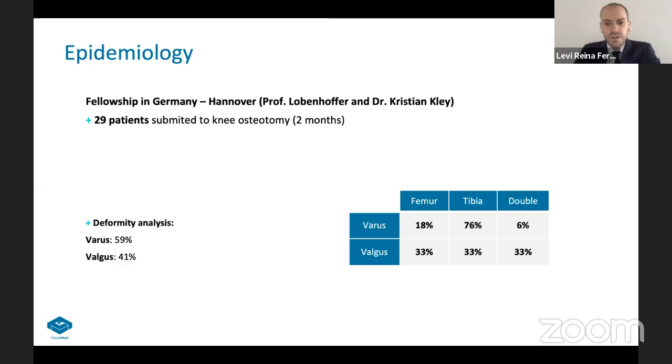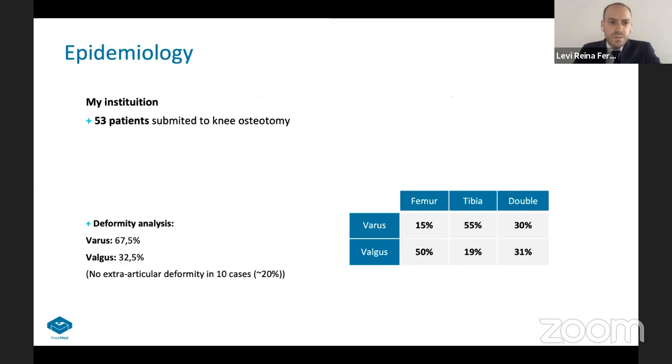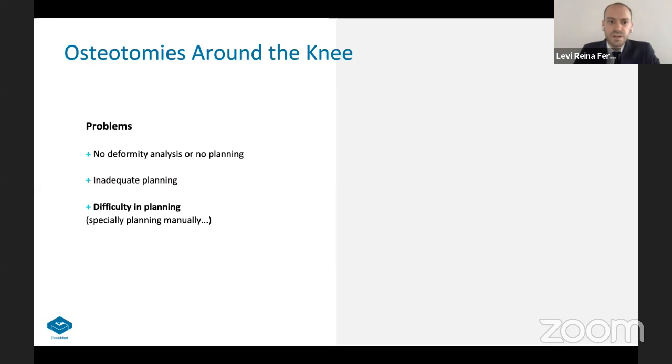And I saw that most of them for varus were on the tibia, but there were some also on the femur and double level osteotomies. And for valgus, you could see there was an even distribution. So I went back to my hospital and did the same study, 53 patients that I managed to collect the data. You can see on the table that varus tibia was only 55%. On the femur were 15%, and there were double level osteotomies in 30% of the cases. So you see that it's really important to plan and do the proper deformity analysis.